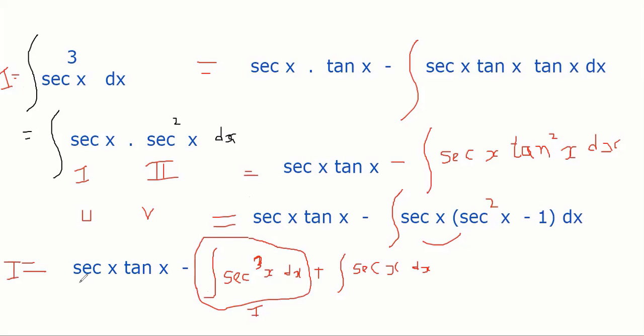So the integral is equal to secant x tan x minus, again the same I we got, plus integral secant x. It becomes a kind of equation which you can use, because we again go to the same point in the question. It's a repetitive thing. So this whole secant cube x dx is I. So I am going to take advantage of that. So let me write this now here.